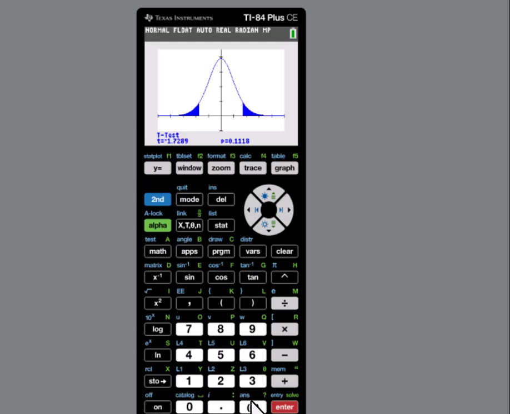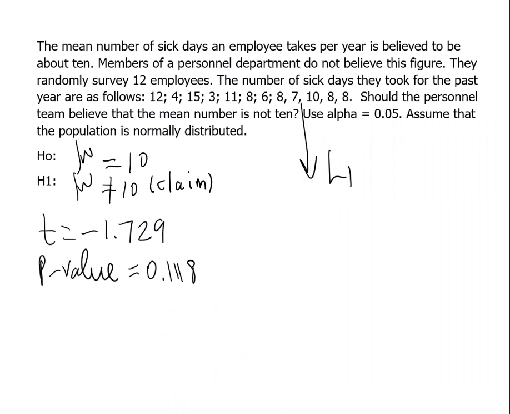So the test statistic is negative 1.729, to 3 decimal places, and the p-value is 0.1118. As you notice, 0.1118 is bigger than alpha. So we fail to reject H0. When you fail to reject H0, you're saying that H0 is probably good. And if you fail to reject H0, remember you cannot support the claim.